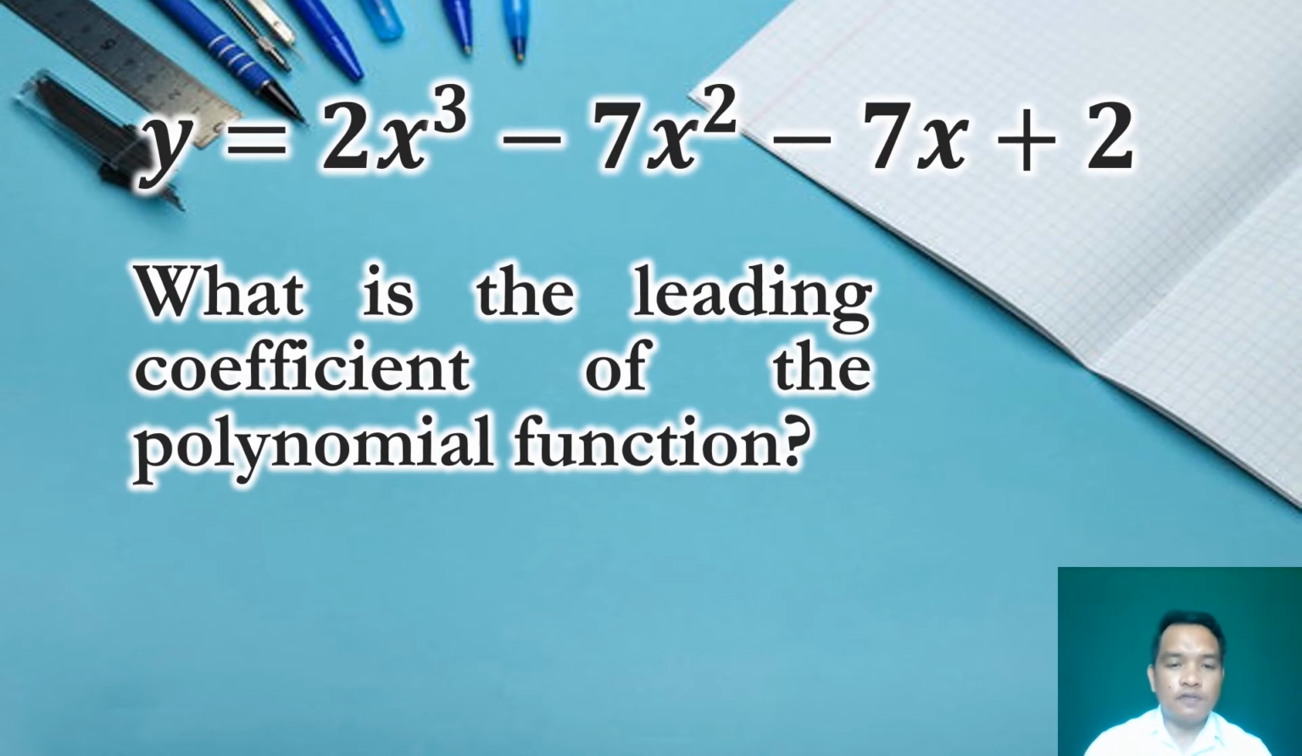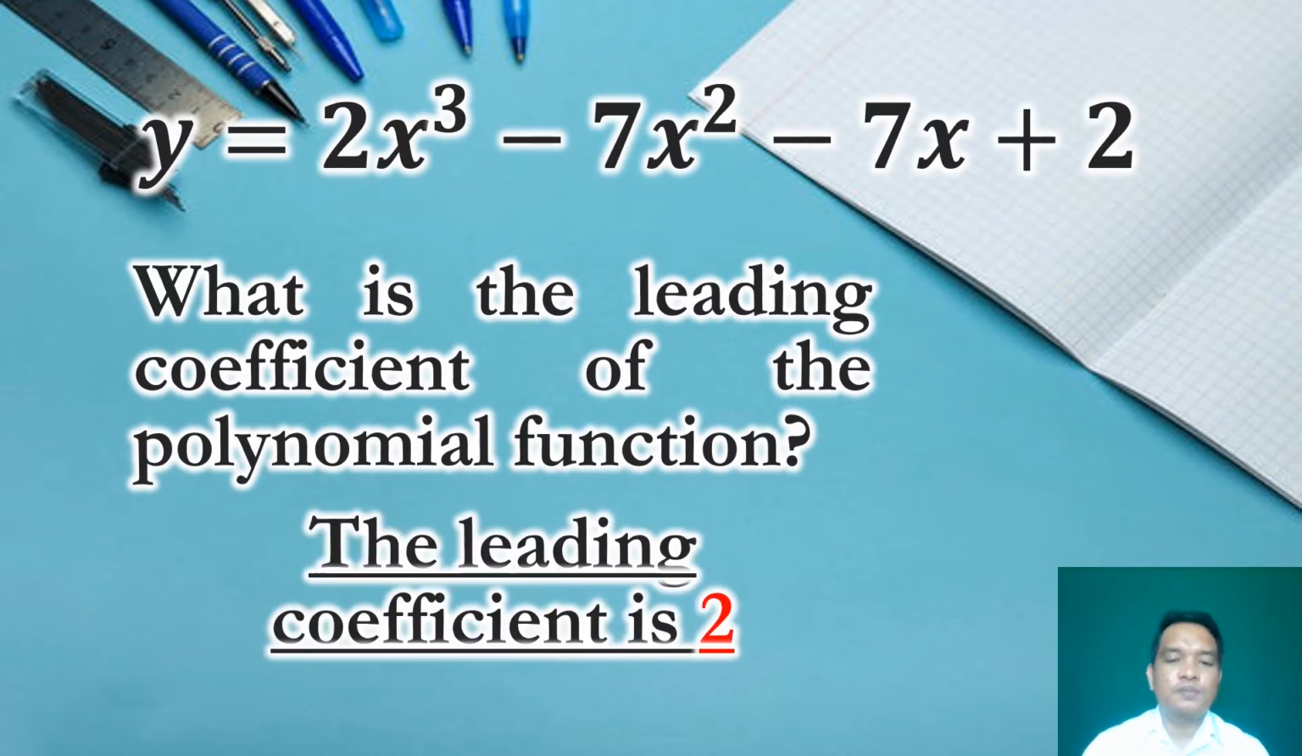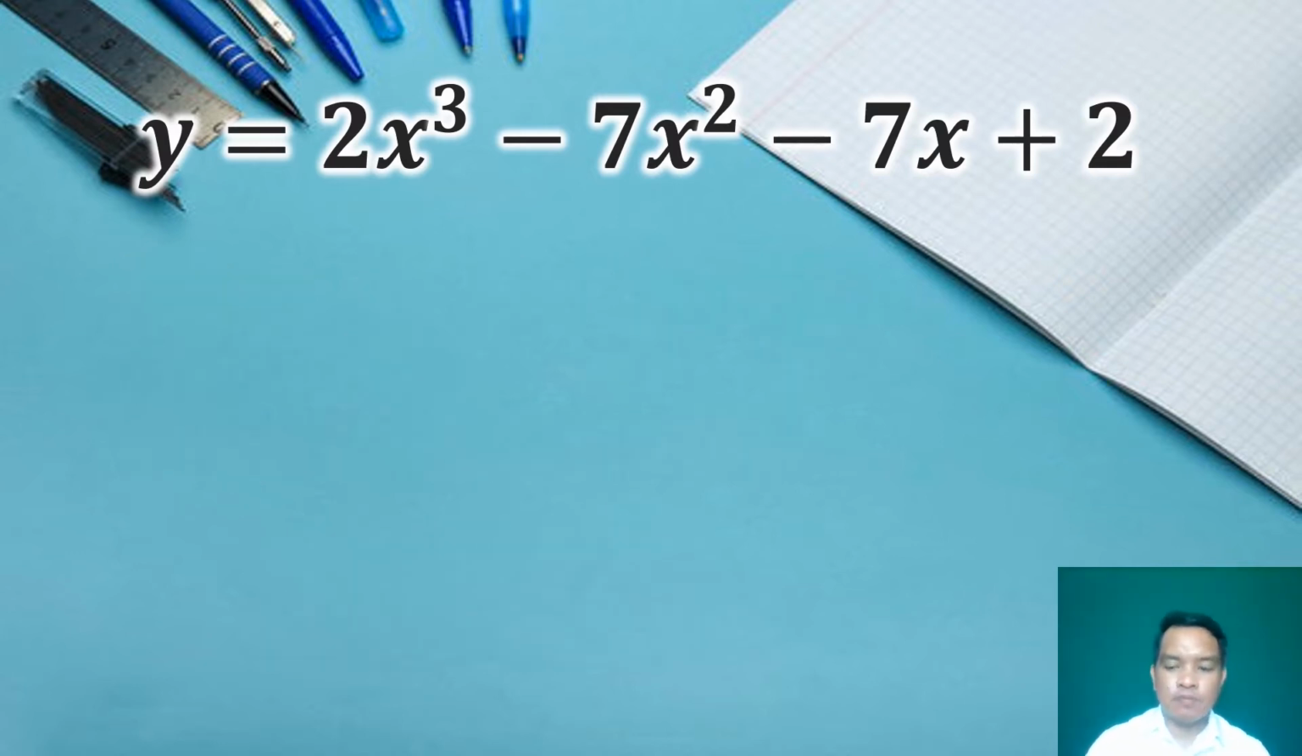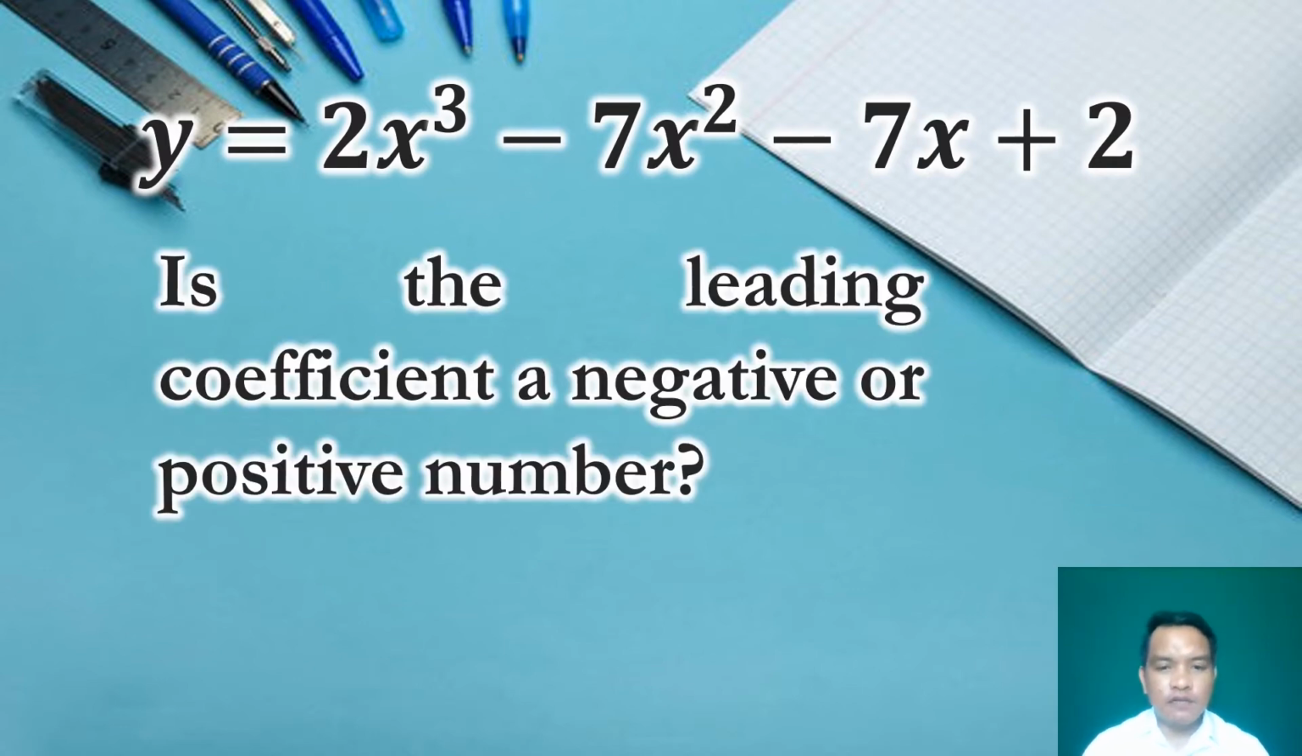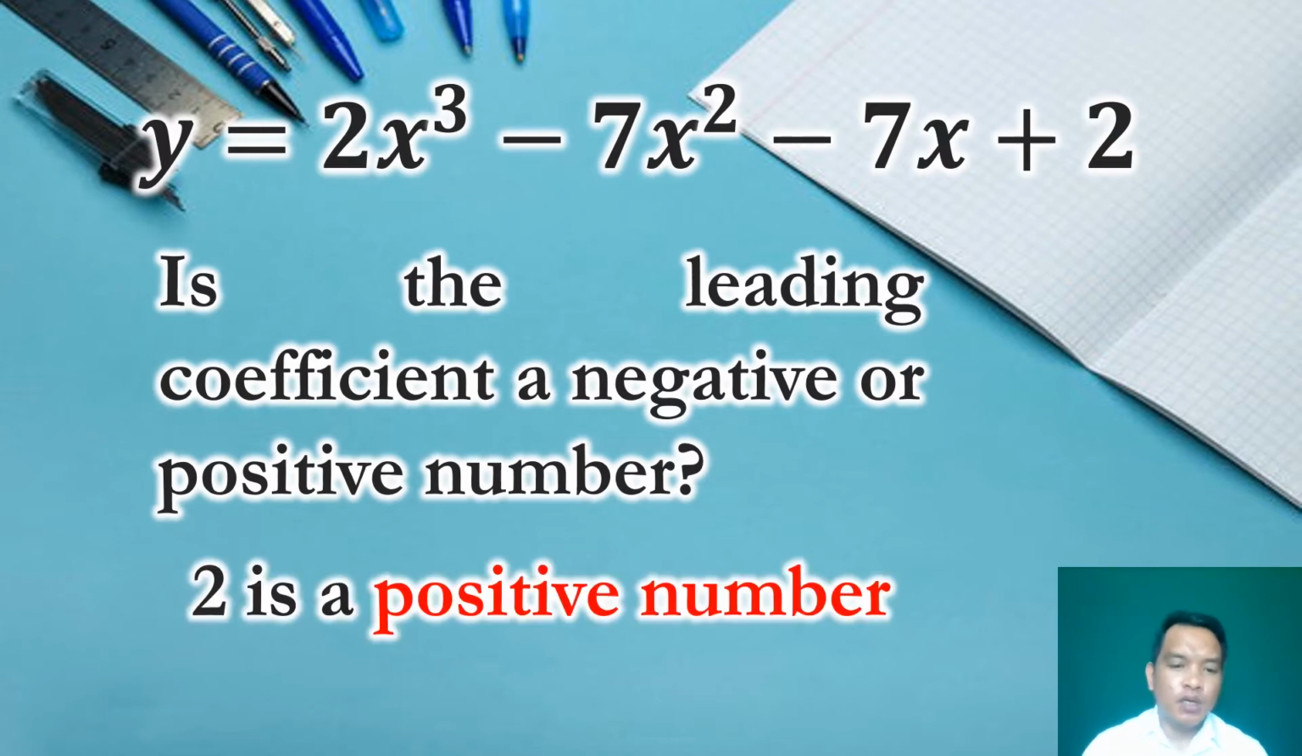What is the leading coefficient of the polynomial function? Sabi natin kanina, leading coefficient is the numerical coefficient of the leading term. Ang ating leading term is 2x raised to 3. Therefore, ating leading coefficient is 2. Very good. Is the leading coefficient a negative or a positive number? 2 is a positive number.